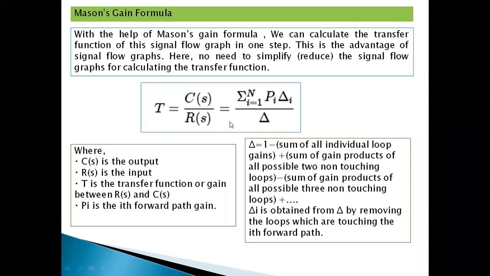Whereas in case of a block diagram reduction technique, it may take 15 to 20 minutes to reduce all the blocks. Whereas if we use Mason's gain formula, hardly it may take a maximum of 10 minutes. So any complex graph can be reduced using this Mason's gain formula.